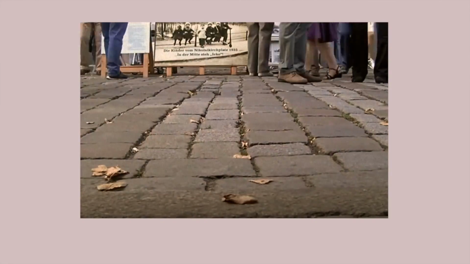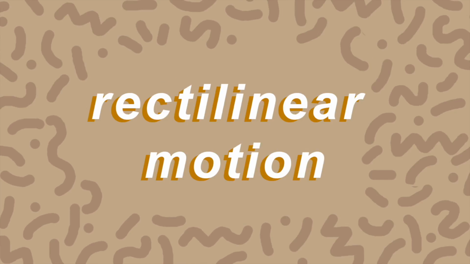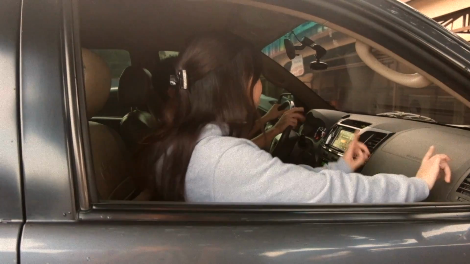These things that you see are examples of rectilinear motion. Rectilinear motion is the term in physics that describes motions that occur on a straight line. Now let me give you an example.